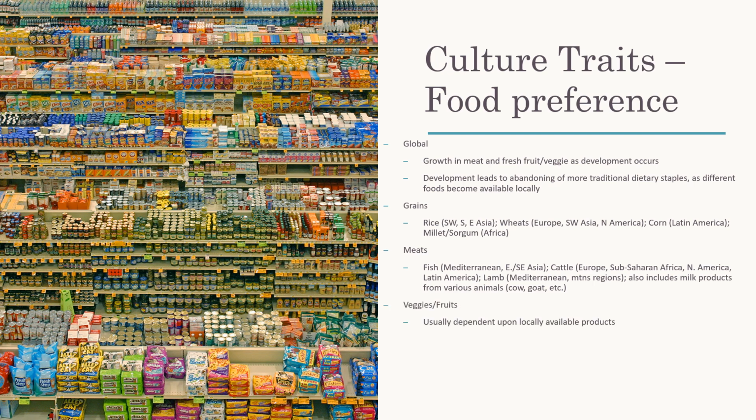With veggies and fruits, honestly, it really depends upon locally available products. As development occurs, you can get different types of veggies and different types of fruits that can be shipped into your country. But we have to think about the climate and climatic variations that could adjust the types of fruits and the types of vegetables that are available to people. So some of the prominent ones that we see, dates and grapes, are in the Mediterranean region. We see pineapple and mango in our tropical regions.